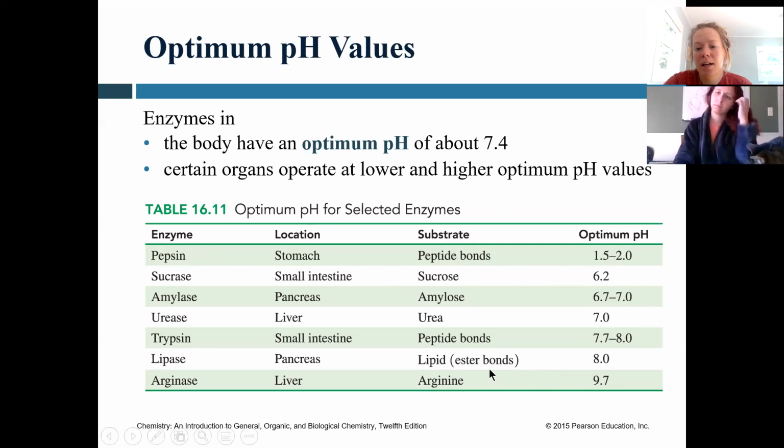Then we have areas in the body, like the liver, which is a very basic area of the body. So the liver enzymes need to be comfortable with that higher pH. Again, overall, the body has a sort of a feel of 7.